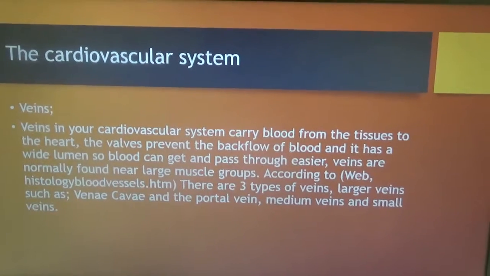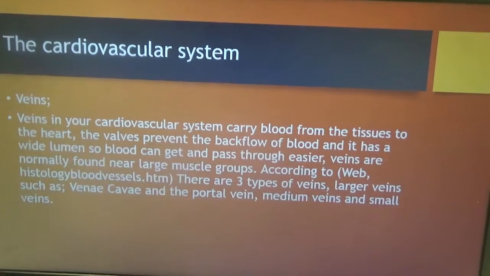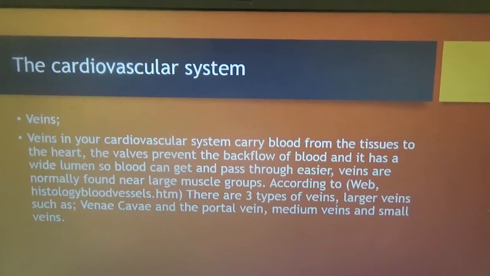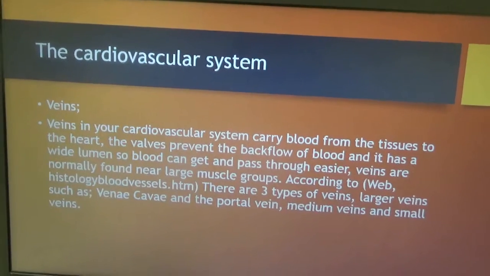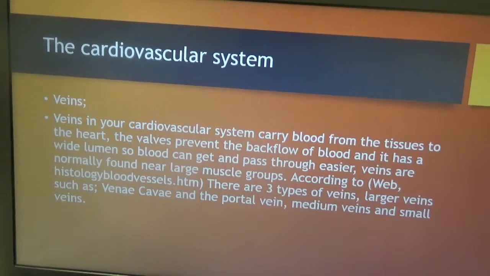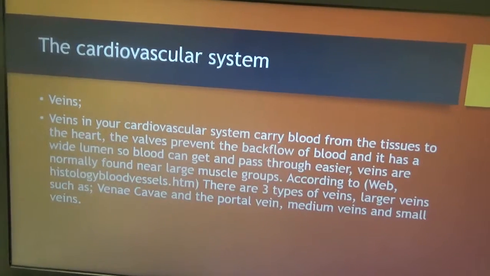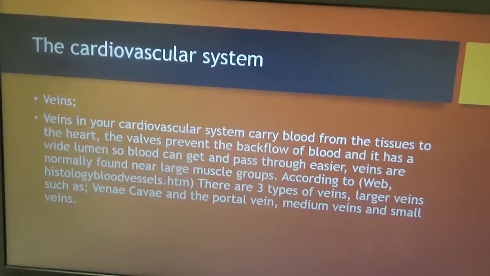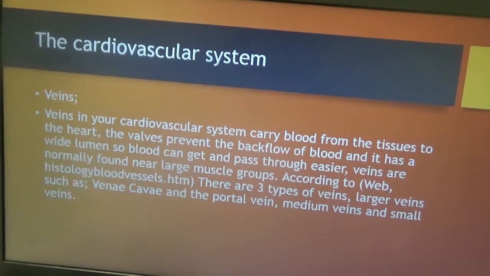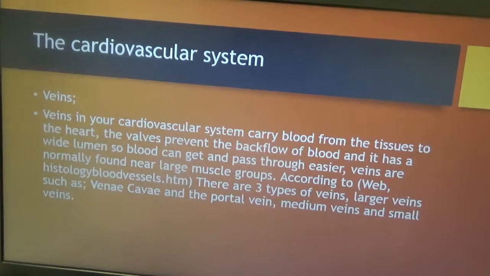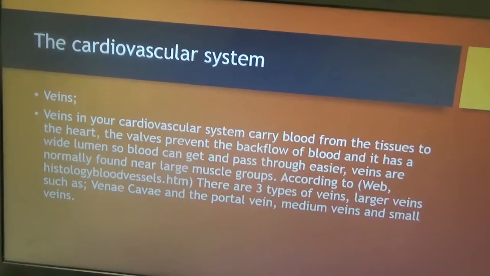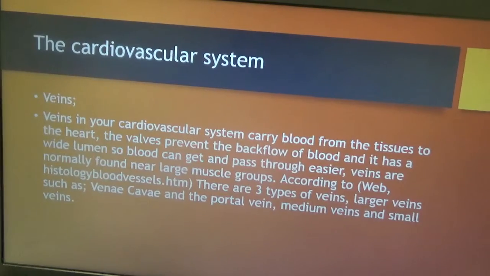Veins. Veins in your cardiovascular system carry blood from the tissues to the heart. The valves prevent the backflow of blood, and it has a wide lumen so blood can pass through easier. Veins are normally found near large muscle groups. According to the following website, there are three types of veins: larger veins such as the vena cava and the portal vein, medium veins and small veins.